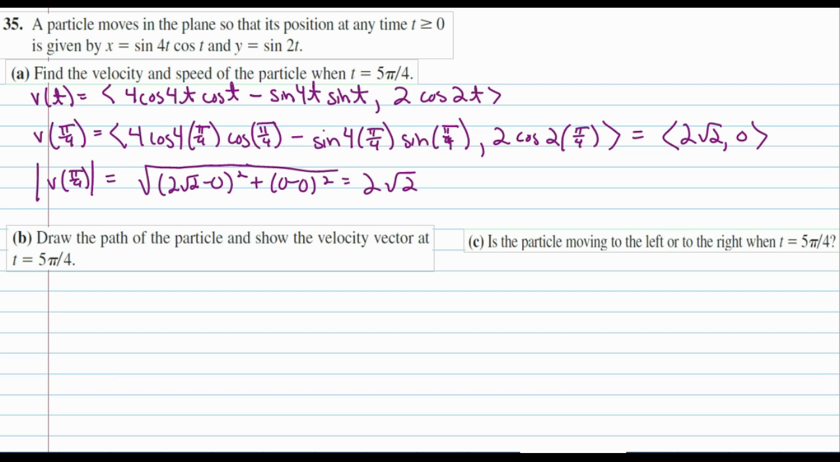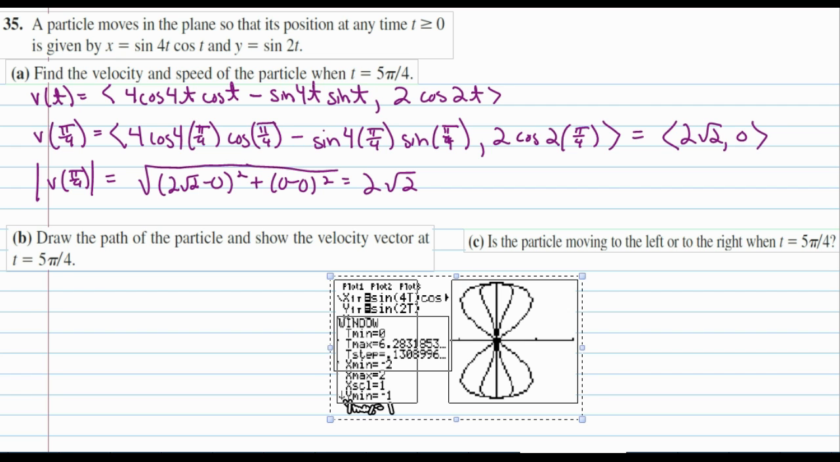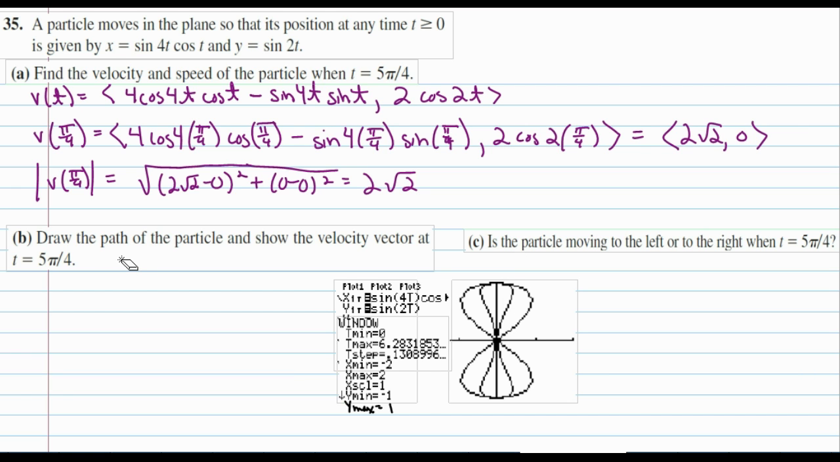Now part B says draw the path of the particle and show the velocity vector at t equals 5 pi over 4. Well, the path I found by putting the expression for the horizontal position in x1, and the expression for the vertical position in y1, with that parameter. I found a good window, and I get this, like, I don't know, mirrored hot air balloon looking thing. So we drew the path of the particle.